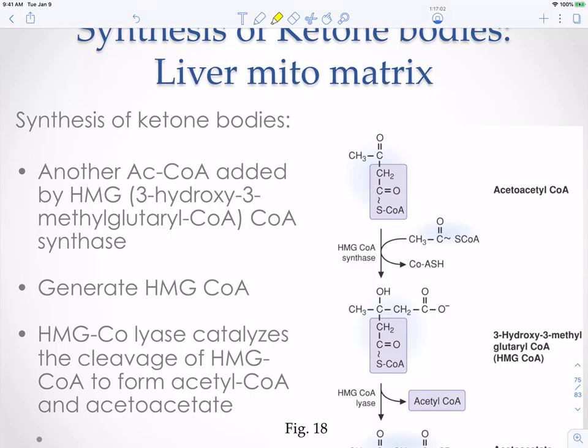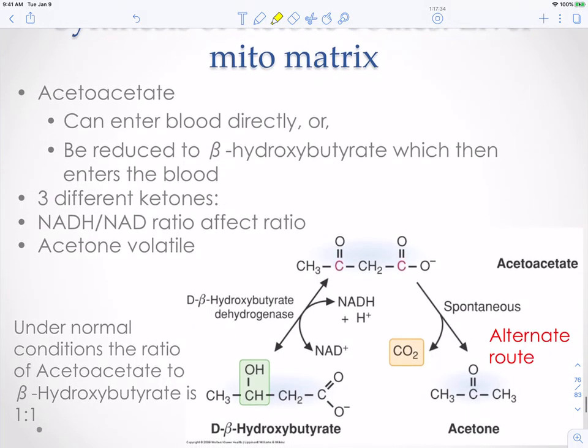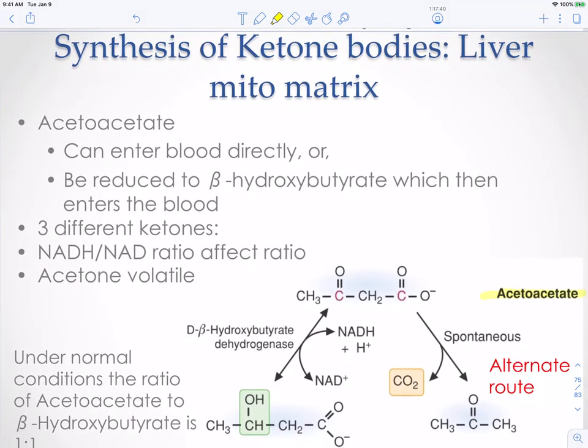So you have your acetoacetyl-CoA, and you're going to add another acetyl-CoA, and this is going to be through 3-hydroxy-3-methylglutaryl CoA synthase. That's this guy here. This is going to generate 3-hydroxy-3-methylglutaryl CoA, which is an intermediate. And then you have a lyase, HMG lyase, which will release an acetyl-CoA and generate acetoacetate. Now, acetoacetate is going to be able to leave the liver mitochondrial matrix, and it can go into the blood. Or it can be reduced to beta-hydroxybutyrate, and that can enter the blood.